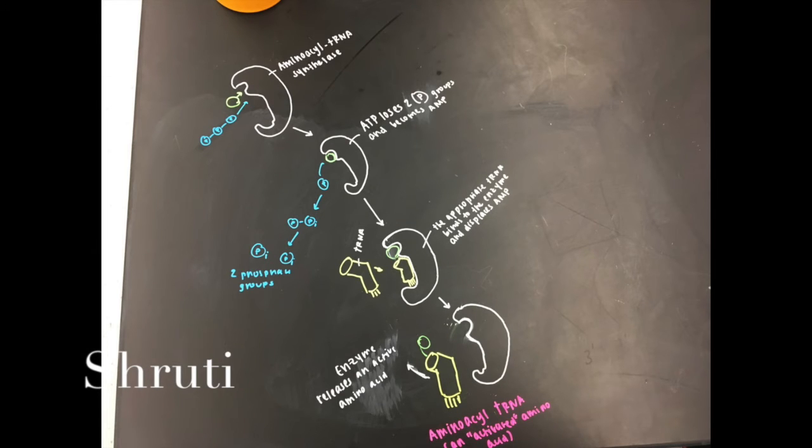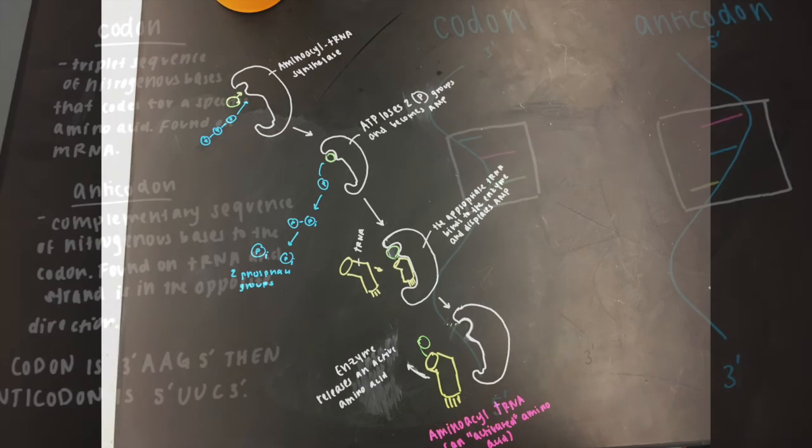In order to activate an amino acid, the enzyme aminoacyl tRNA synthetase must be used. An amino acid binds to the enzyme with ATP, which then loses 2 phosphate groups, making AMP. tRNA then takes the place of AMP and binds to the enzyme. Then the enzyme activates and releases aminoacyl tRNA, or an active amino acid.